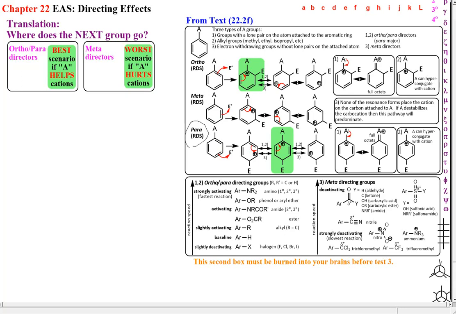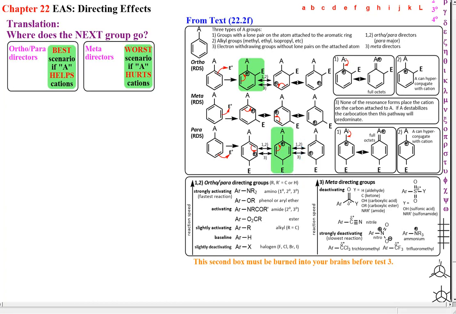Para situation, your original cation is here, using the para electrons. This is the para position here. The three resonance forms are here. The best resonance form, if A helps cations, is this resonance form here. If A hurts cations, then you want to avoid that resonance form. You would not use this mechanism. You would go with the meta mechanism.